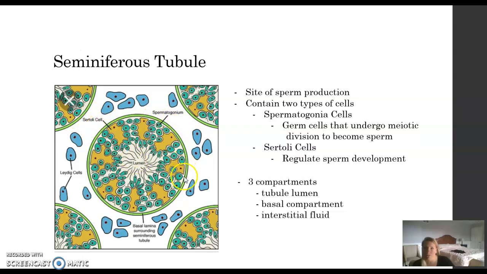There are three compartments in this tubule. You have your tubule lumen, and you have this basal compartment. You have your basal lamina, and on the outside here we have our interstitial fluid that contains things like the Leydig cells. Inside of this compartment, we have these columns forming of the spermatogonium, and as the meiosis and the mitosis occurs, the more mature sperm are towards the lumen, and in between these columns we have these regulatory Sertoli cells.